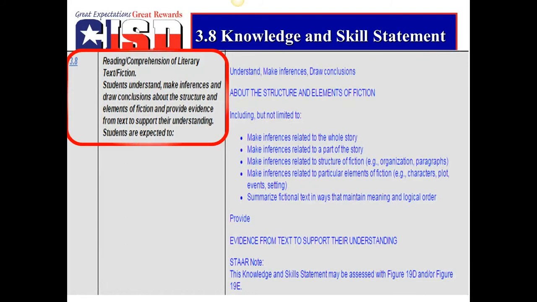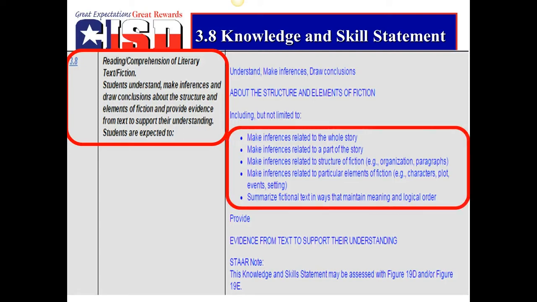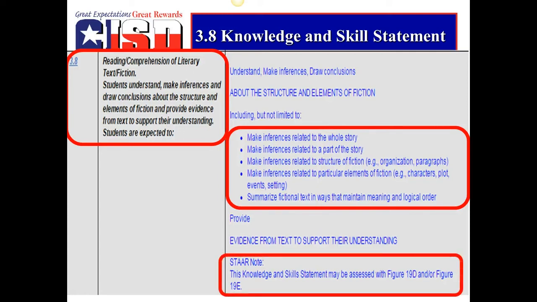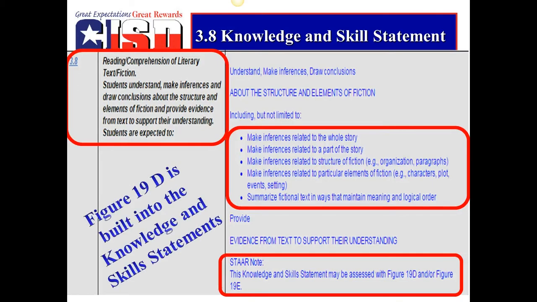Next, 3.8 reads, student understands, makes inferences, and draws conclusions about the structure and elements of fiction, and provide evidence from text to support their understanding. Note the levels of inferences students need to make, and that this standard will be assessed with Figure 19d and E. Figure 19d is built into the knowledge and skills statements for fiction, nonfiction, literary nonfiction, poetry, and drama.